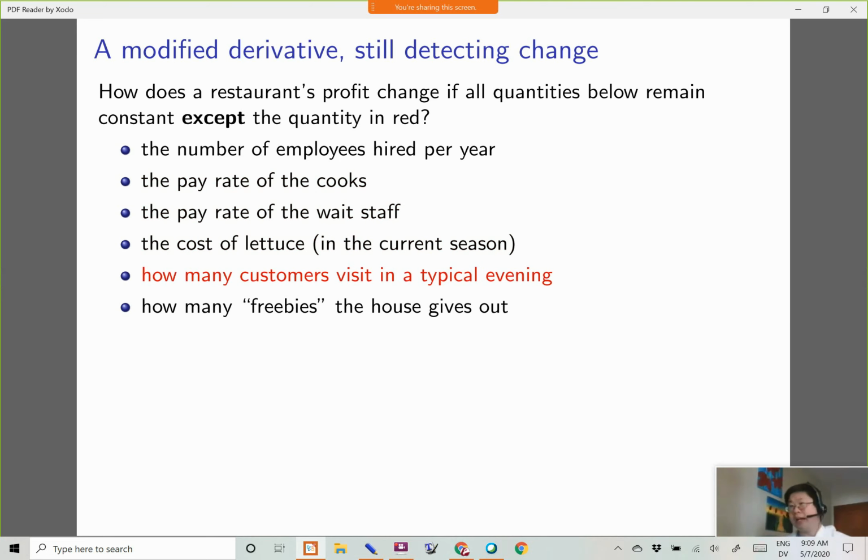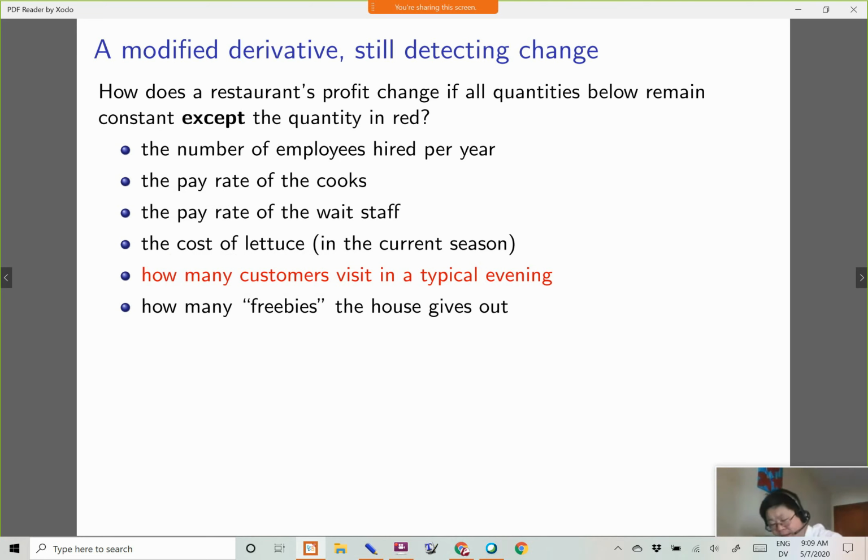And so that more people visiting might actually have a positive impact on profit, because maybe the restaurant doesn't have to throw out as many things that they had to just have on stock just in case, right? I'm trying to think of some scenarios, but you can see how, all other things equal, with all of these other things kept the same, changing the number of customers that visit in a night might increase the company's profit, for example.